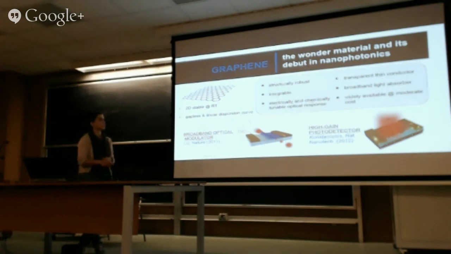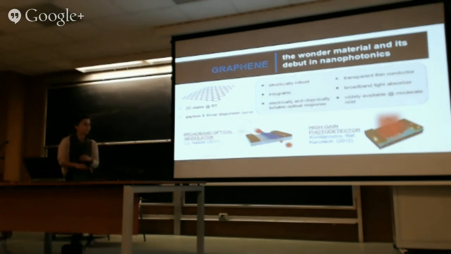These are just a few of the incredible properties that graphene has. It is transparent and is a thin conductor. It's really robust. It's really easily integrable. And concerning optical properties, it is a broadband light absorber, and its optical properties are tunable, both chemically and electrically. Here I just report two prototypes already proposed, and I think some of them are already developed, of a broadband optical modulator and a high-gain photodetector.